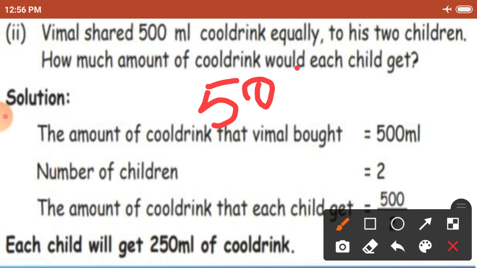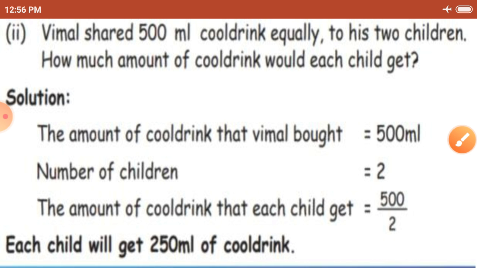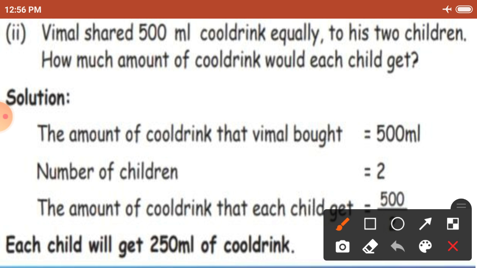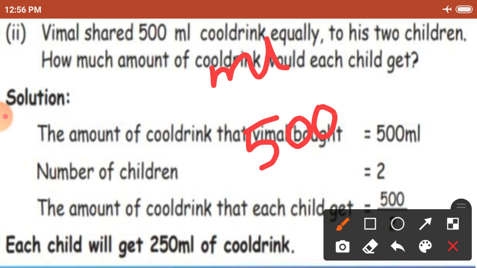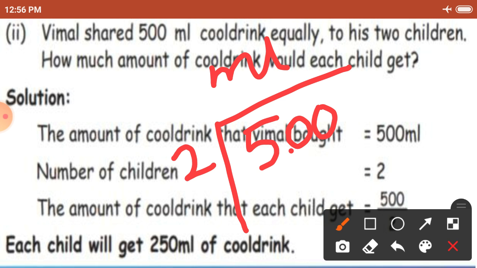So here you got only one unit. Simply write that unit first, milliliter. After that, write the dividend and it is 500. So here you have to write the number as 500. Let's write the divisor now. It is 2. Take the first number. It is 5. So 2 2s are 4. 5 minus 4, you will get the answer as 1.